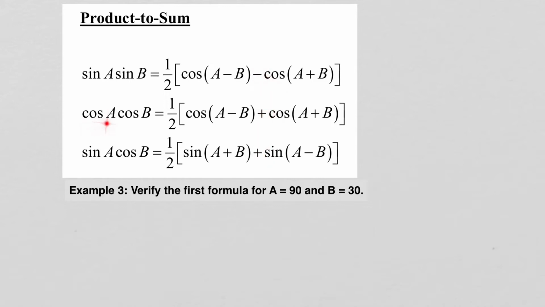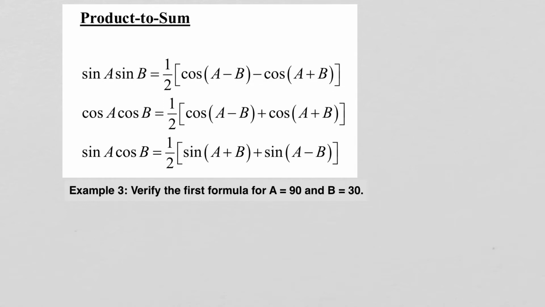So I can have cosine of an angle times cosine of an angle, and that will convert to this. And I can have sine of an angle multiplied by cosine of an angle, and that will convert to this. These formulas are not used very often, but when you need them, they are extremely helpful.